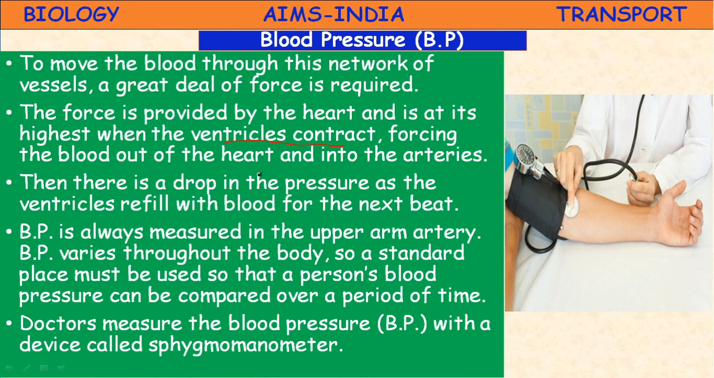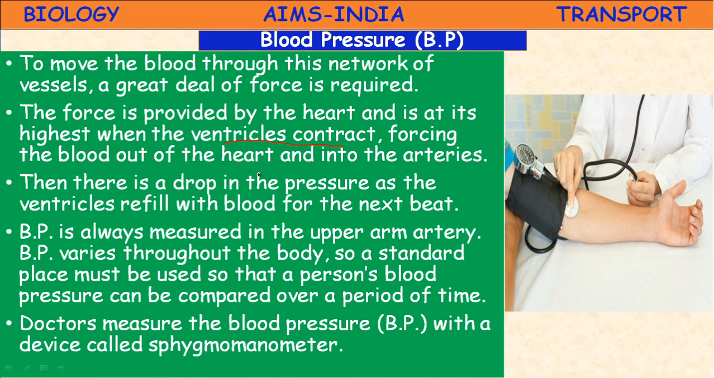Then there is a drop in the pressure as the ventricles refill with blood for the next beat. This means when the ventricles relax, they are filled with blood. Blood pressure is always measured in the upper arm artery. The blood pressure varies throughout the body, so a standard place must be used so that a person's blood pressure can be compared over a period of time.